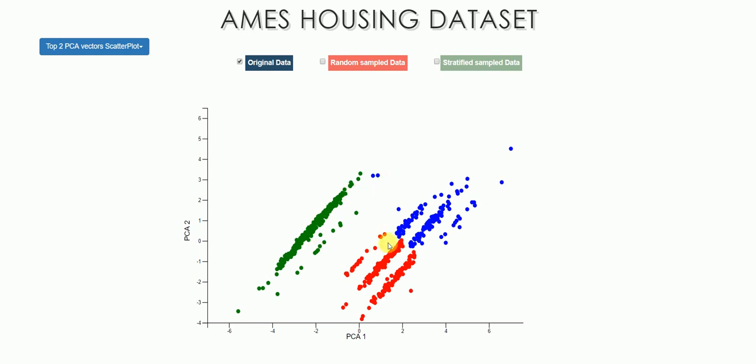You can see the points are colored in three different colors: red, green, and blue. These are the clusters that I obtained in the original k-means clustering of my data.